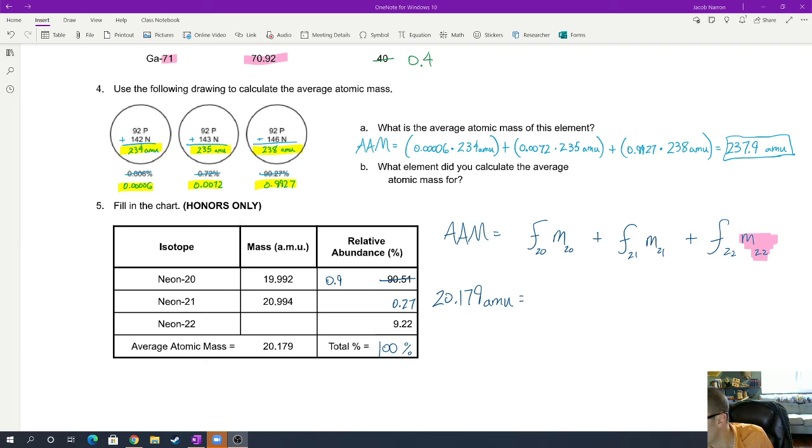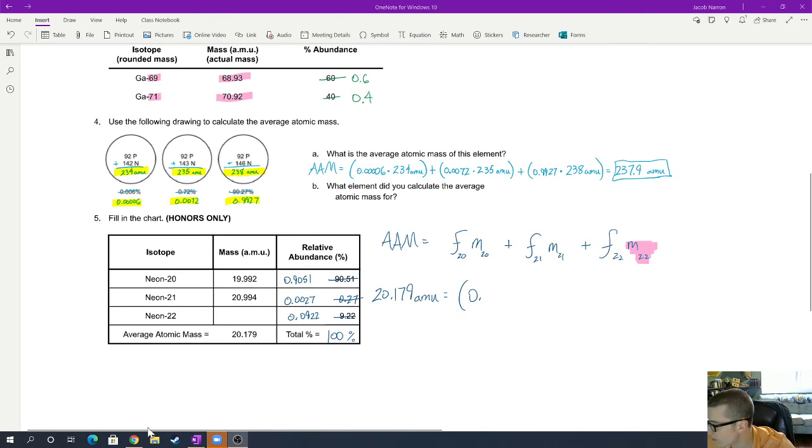Come on, OneNote. Can you please load the things I told you to load? There we go. All right, so now that we've got all that stuff, let's just plug in some stuff. So abundance of 20 is that 0.9051 value times the mass of 20, which is actually 19.992. Abundance of 21, looks like I'm going to have to zoom out just a little bit because this is going to get kind of long.